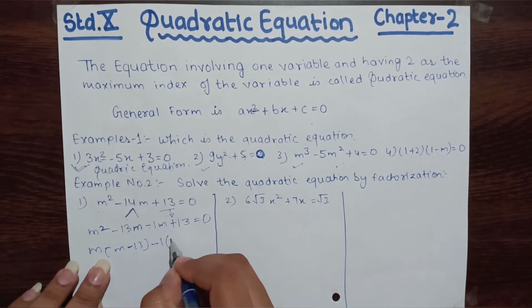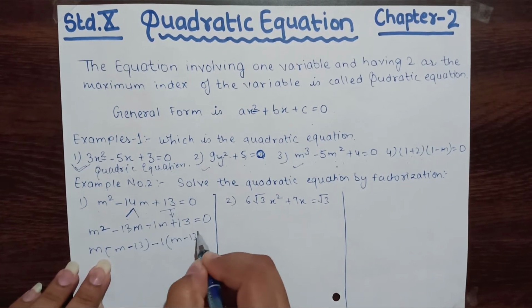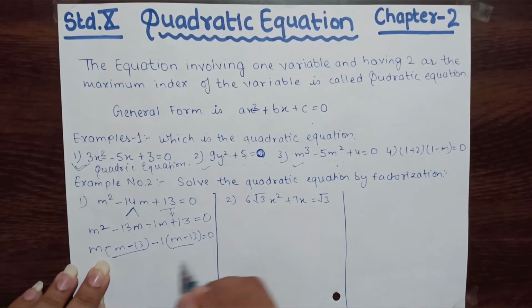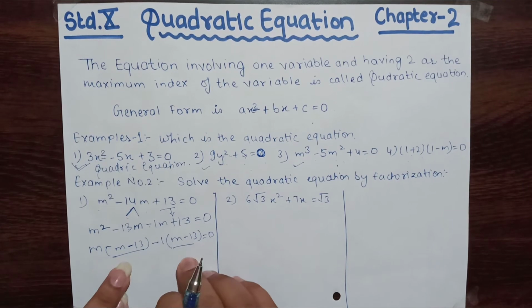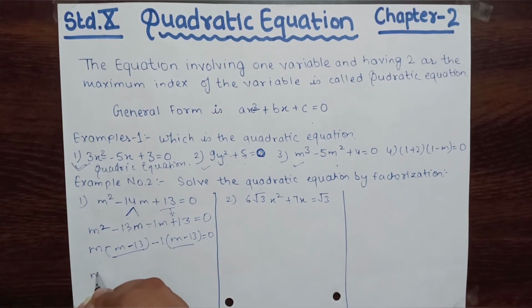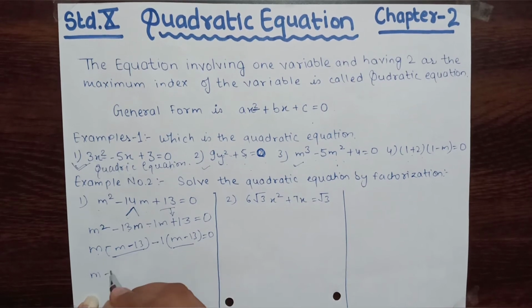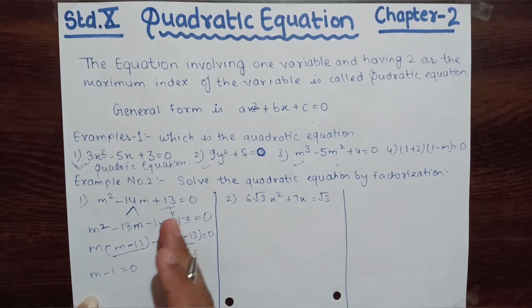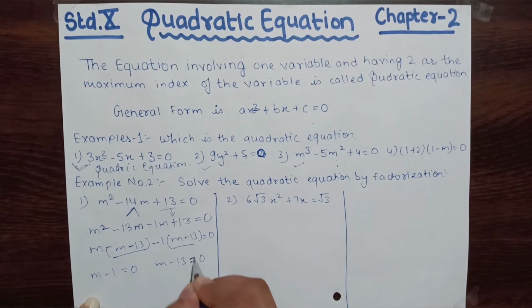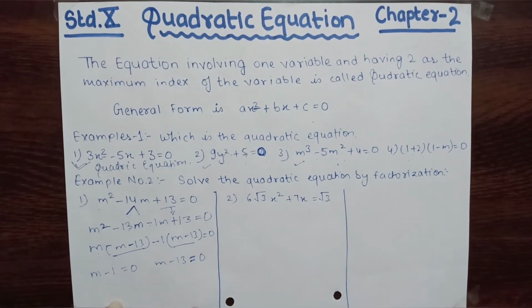Inside the bracket the same term should come again. So here you can see, here m minus 13 and here also m minus 13 is coming. So this is the proper equation. So after that we will continue. We will take this m minus 1 as one equation and m minus 13 as second equation. So two equations are coming over here.